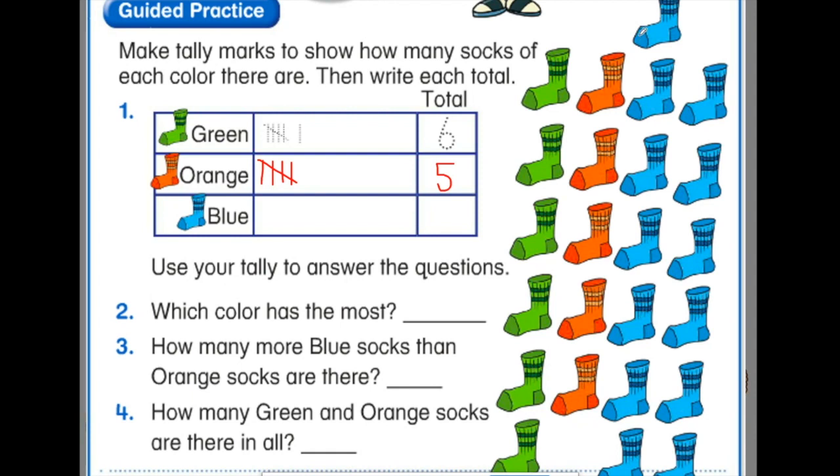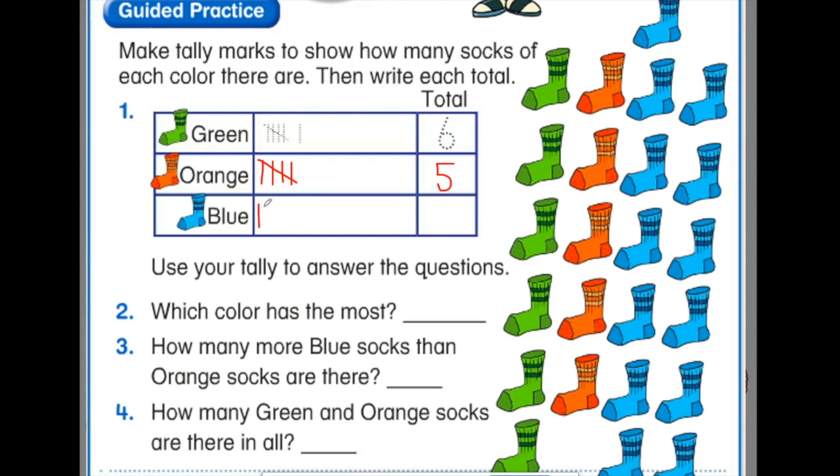So let's begin counting. Count with me. 1, 2, 3, 4, 5, 6, 7, 8, 9, 10, 11, 12, 13 socks that we collected. So let's represent that with tally marks. Let's begin. Count with me.